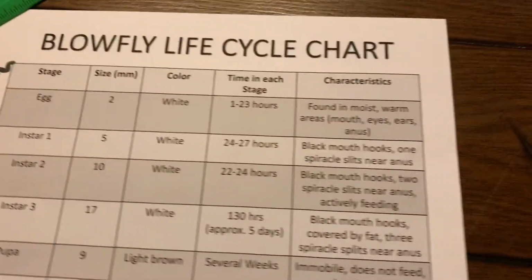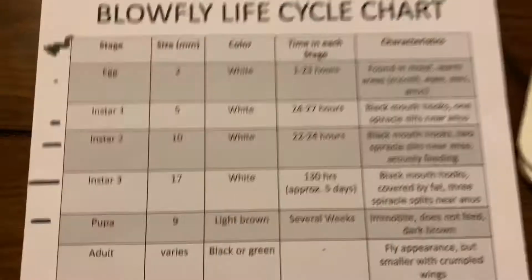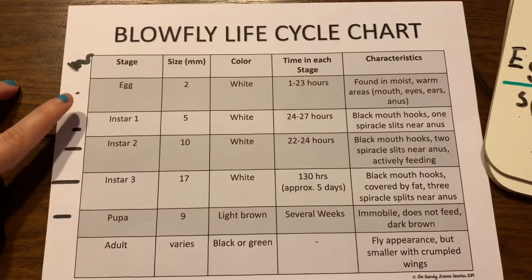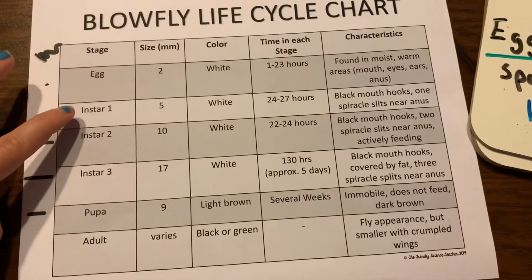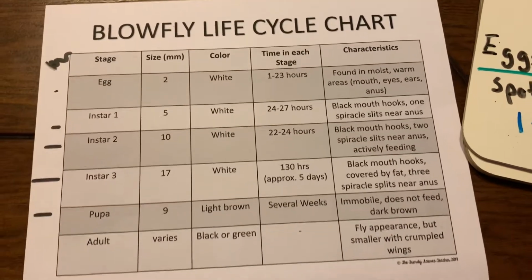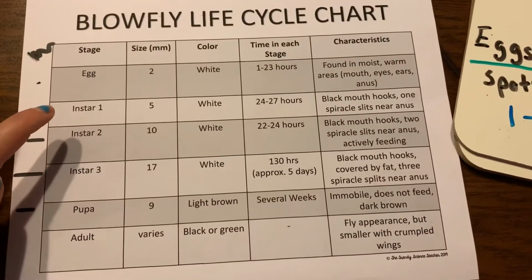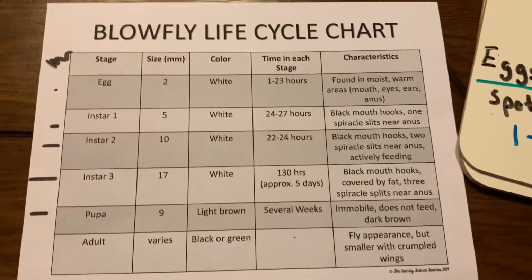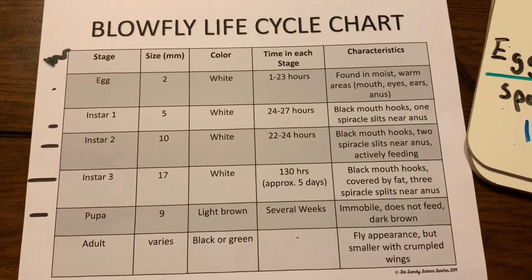All right, so here's the blowfly life cycle chart. Basically, how a blowfly's life cycle goes is it's an egg, and then it opens up from an egg and is a little larva, or what we call a maggot. And that maggot is going to grow 3 times. So instar 1, 2, and 3. How it grows is it has to molt and actually shed its skin, kind of like a snake.